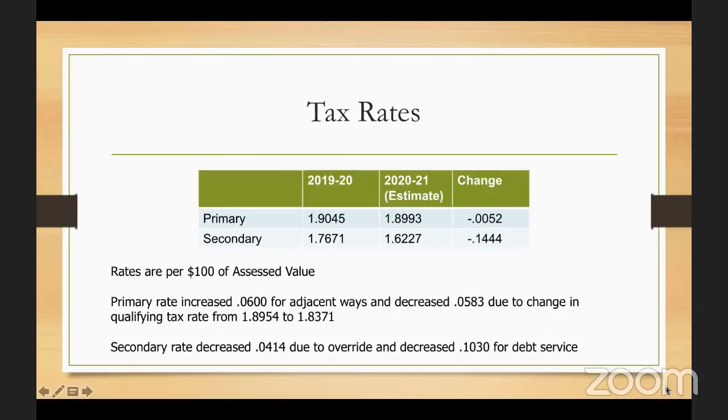And then also debt service, our debt service payments decreased by over 500,000. So we're decreasing the tax rate by 0.103. Next slide, please.